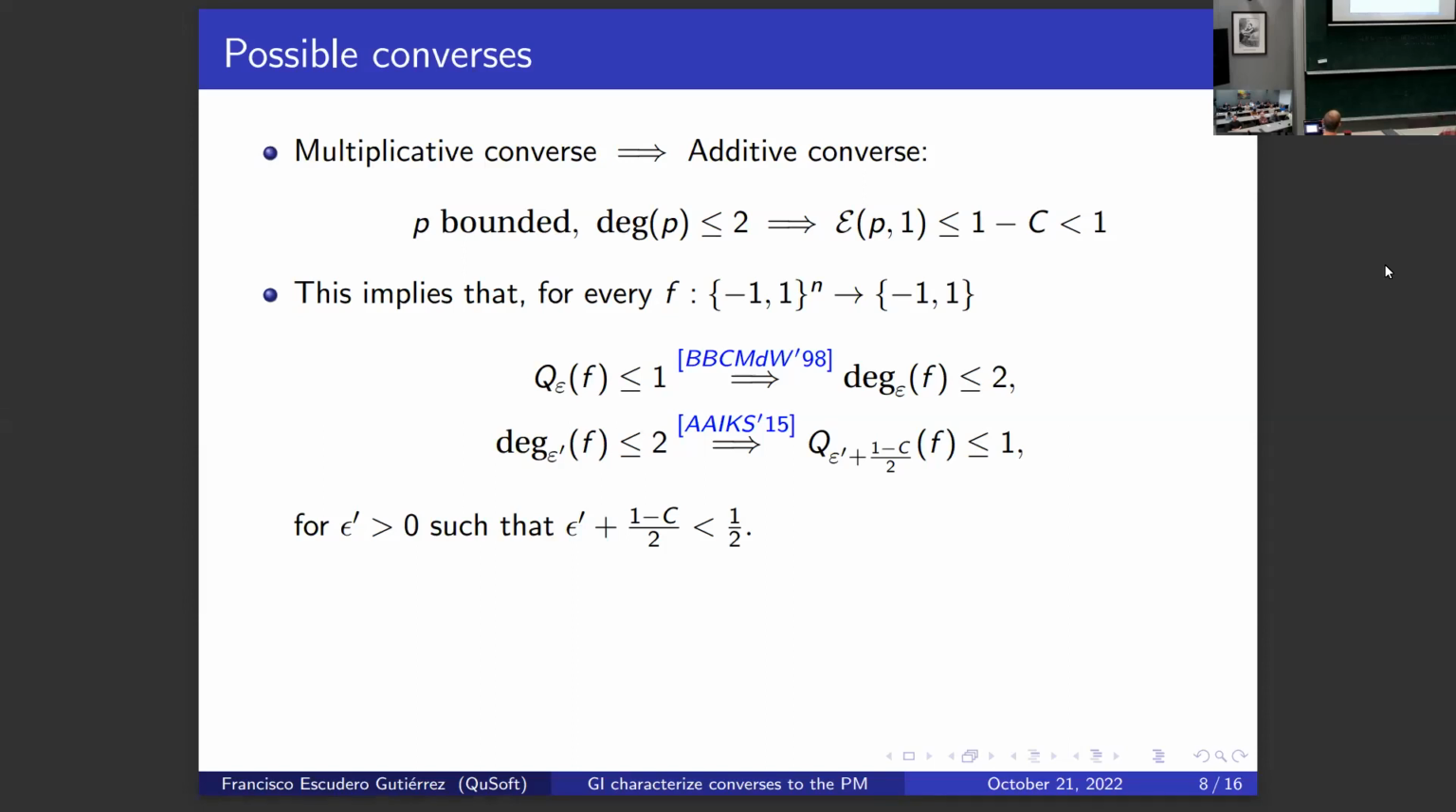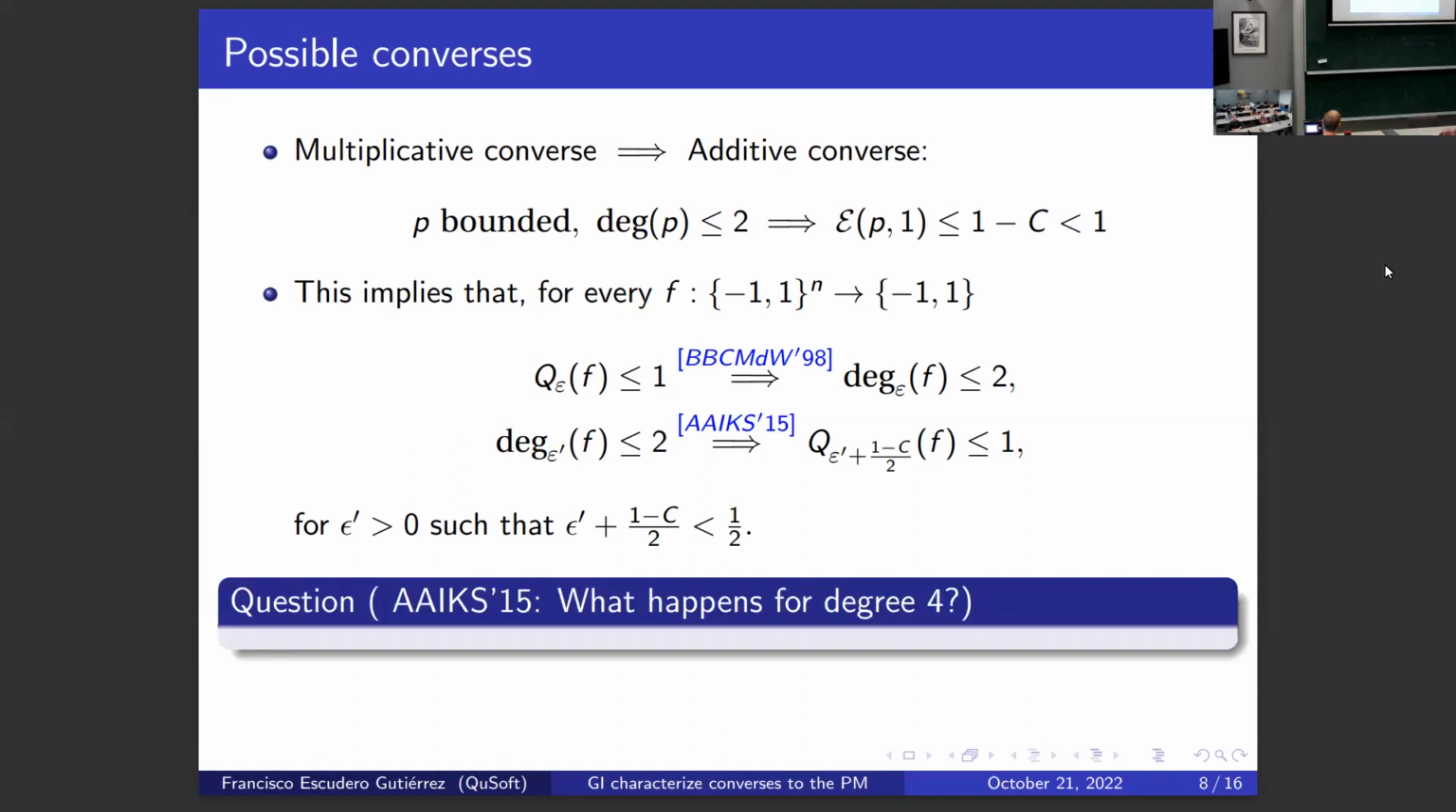Any more questions? No? Okay. So as I said, these techniques of Aaronson and co-authors do not extend to higher degree. So they wondered about what happens for polynomials of higher degree. Okay, because, as quantum query complexity T implies polynomial degree 2T.